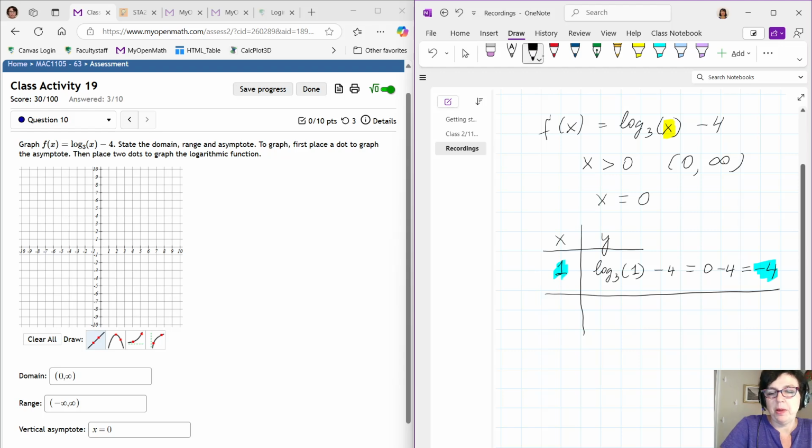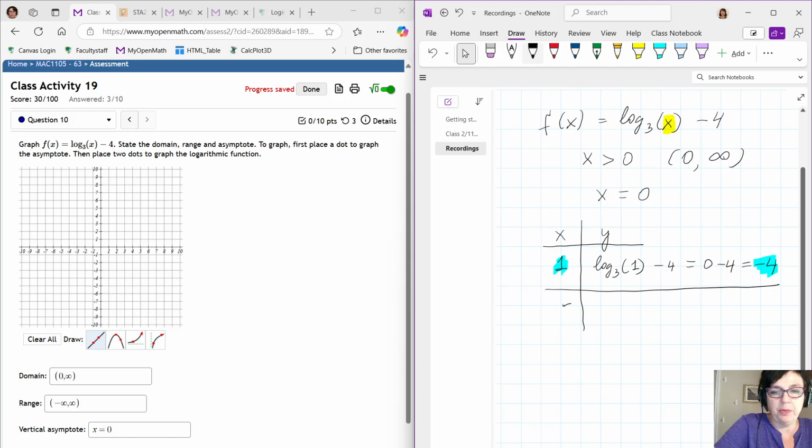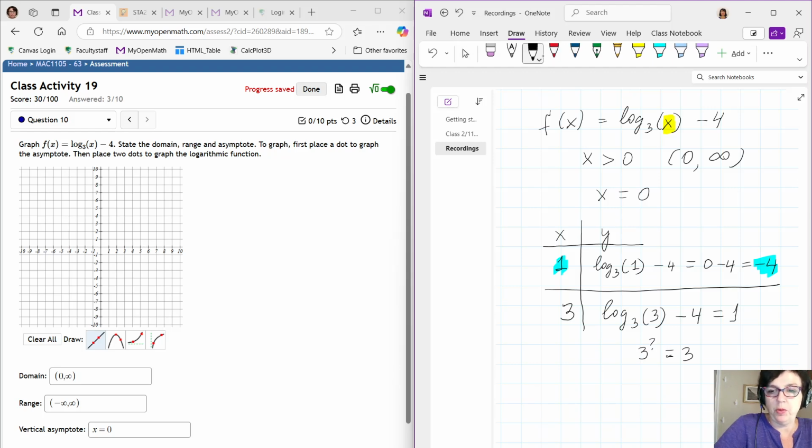The other point, remember, is what you want to do is pick some x value for which log will give you just an integer. And the easiest x value you can think of is going to be also 3. Now, 2 will not work because log with base 3 of 2 will not simplify. But if you make the x value equal to the base of the log, that will simplify. So if I take 3, then I have log with base 3 of 3 minus 4. But log with base 3 of 3, we talked about that. 3 to what power is 3? Well, that's 1. So that's just going to be 1 minus 4, which gives me negative 3. So now I have my second point, 3 and negative 3.